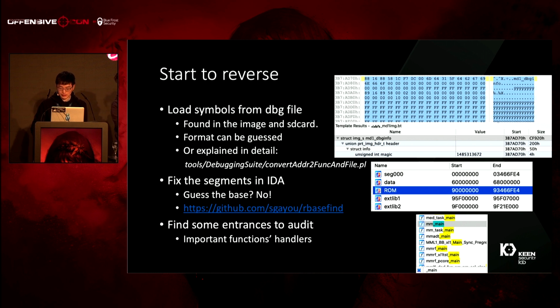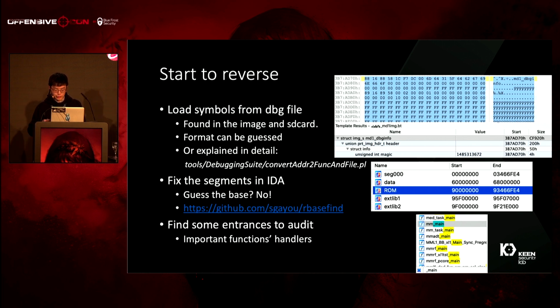The first thing to do is loading the symbols from the debug file I mentioned earlier. The file exists not only in the image, but also on the SD card. You can see the name in the image is MD1 debug info. We guessed the format at first, but the format is not very complex. Also, there is previous work on it. So we wrote a Python script to recover symbols from that file. After that, when I reviewed the leaked source of MTK, I saw a Perl script in their debugging suite, and the format is explained in detail in that script. So you could save some guessing time with this.